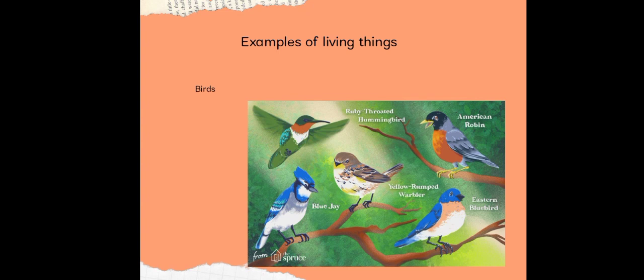Next are the birds. By spreading through different habitats, birds can move nutrients from one place to another, which is particularly relevant in places where plant growth is limited by nutrient availability.